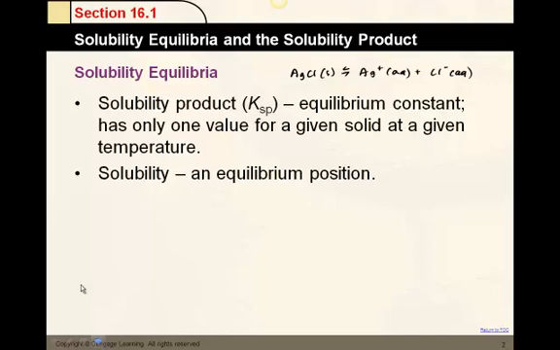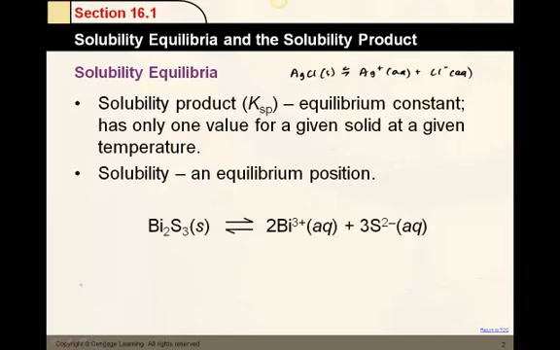So solubility product is Ksp. Solubility is an equilibrium position. In other words, how much was able to be dissolved. Solubility depends on different factors, things like, of course, temperature, and it depends on how many ions are in the solution.